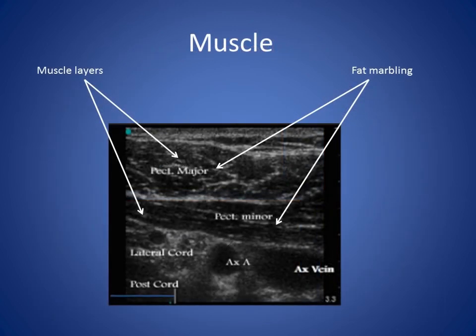Muscle tissue is dark or hypoechoic on ultrasound. It is normally well demarcated because the muscle sheaths have high acoustic impedance. The substance of the muscle itself is usually marbled due to streaks of fat within it, like a sirloin steak.